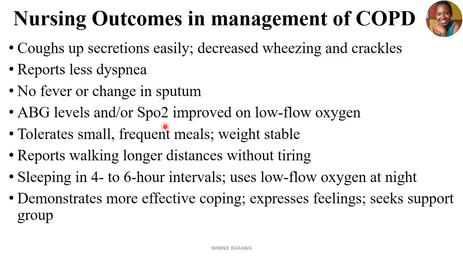And the other bit is tolerance in terms of meals. You find the patient is eating well, there's good diet, there's good appetite, and the weight is becoming stable. In terms of activity tolerance, the client can report longer walking distances, there's less tiring, fatigue is limited or there's no fatigue, and the sleeping pattern will also be stable, with our client able to sleep 4 to 6 hours. However, this client will also not need oxygen in any of these activities.